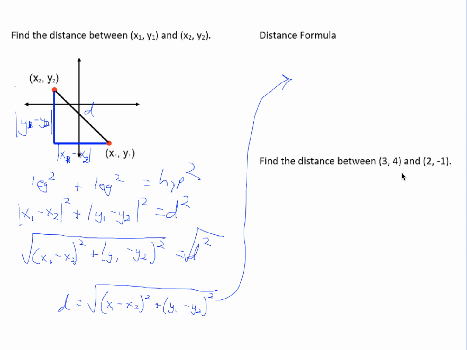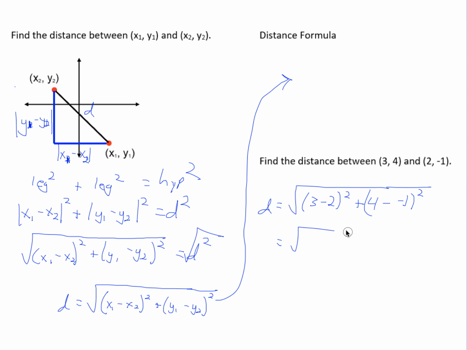So find the distance between (3, 4) and (2, -1). Well, we could draw it out on a graph, put the points, draw the line, do the Pythagorean theorem, or we can just use the distance formula. So d equals the square root of x sub 1 minus x sub 2 squared, so 3 minus 2 squared, plus, so we're just using this formula, 4 minus -1 squared.